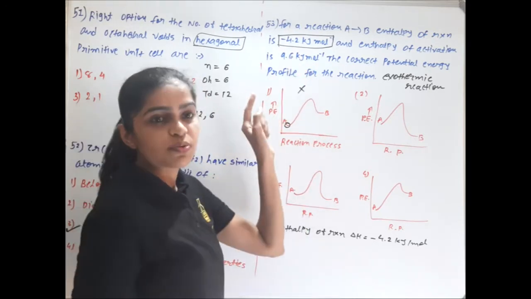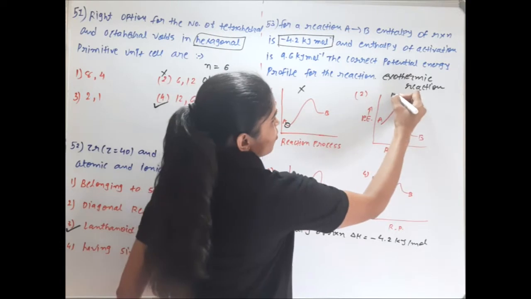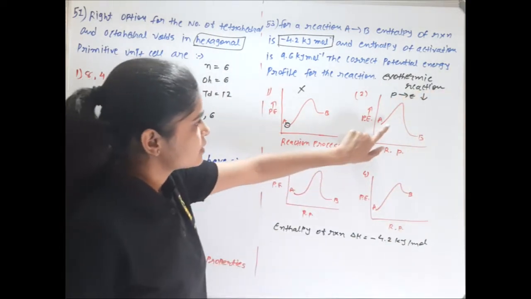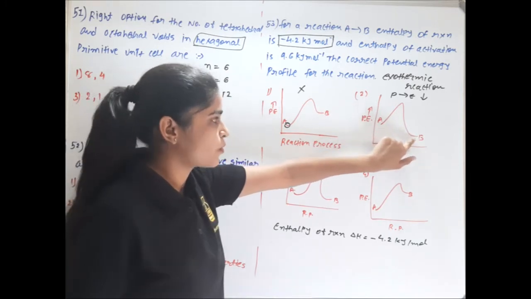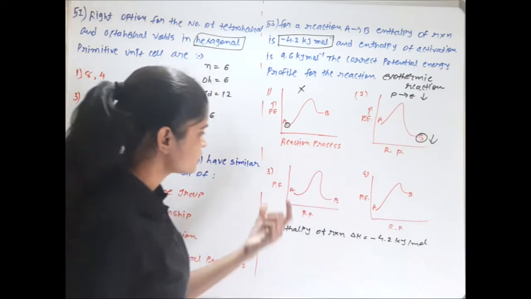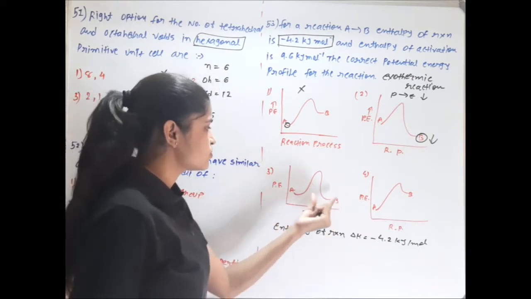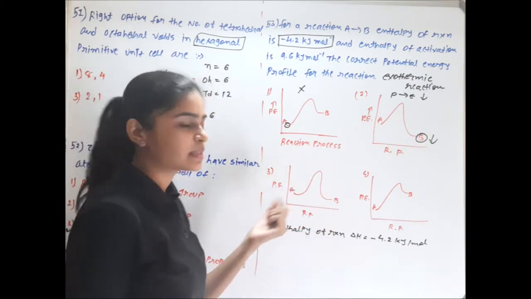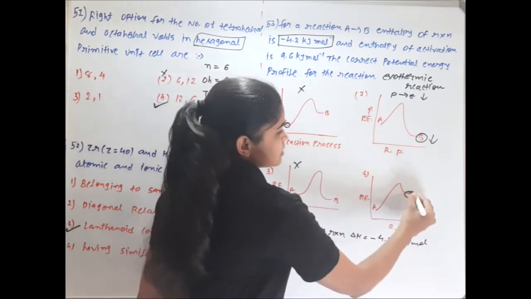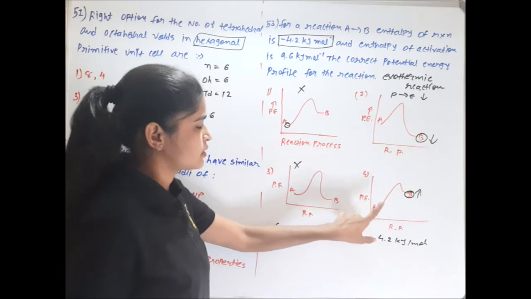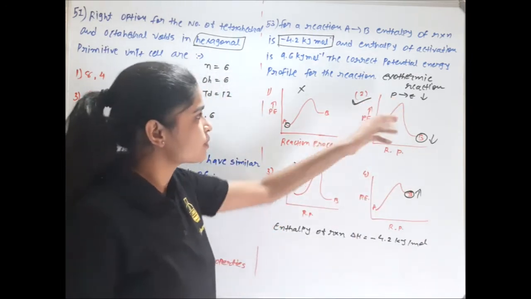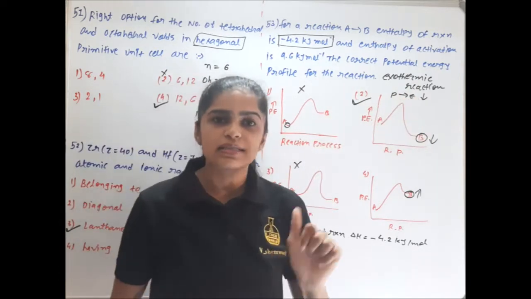Given that it is exothermic, the product energy is decreased. In the second graph, this is the reactant and this is the product, and in this case the product energy is decreased. In the third, A and B give the same value of potential energy, so this is not right. And in the fourth, B has more energy than the reactant. So the right option is the second, because in an exothermic reaction the product energy is less than the reactant.